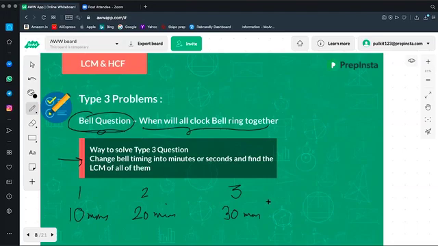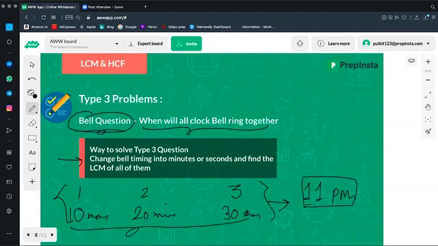Let's say you are given that at 11 p.m., all the three bells rang together. You have to find the next time when all the bells will ring together. Do you understand? Yes or no?